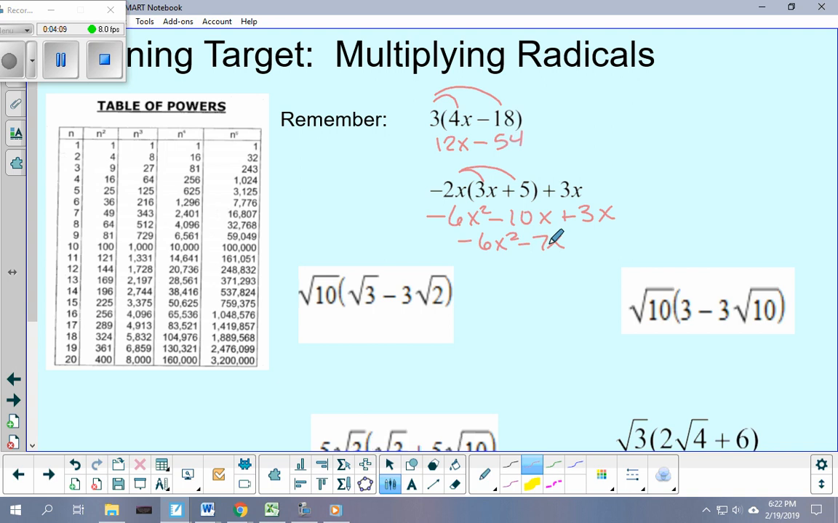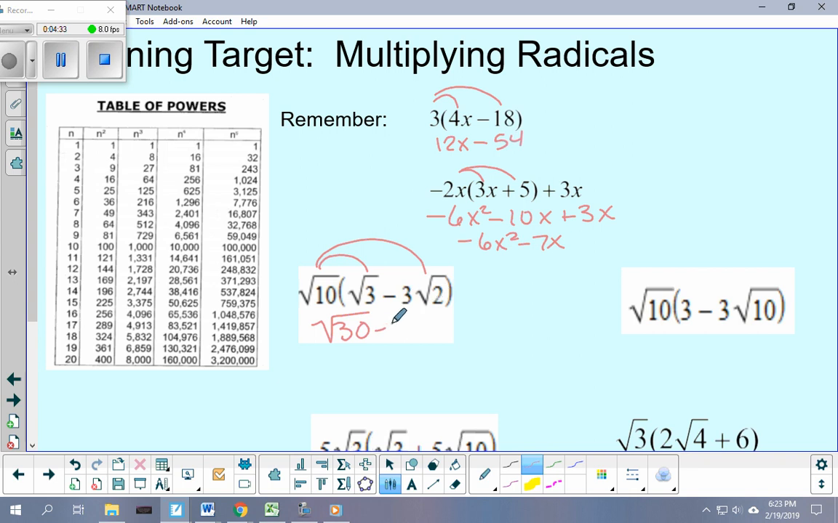So lastly, let's do a couple more examples here. Now we're going to distribute with roots. So again, I like to draw those little bubbles there to just help me know where I'm going here. So first of all, I have the square root of 10 times the square root of 3. That would be the square root of 30. And then square root of 10 times negative 3 root 2.